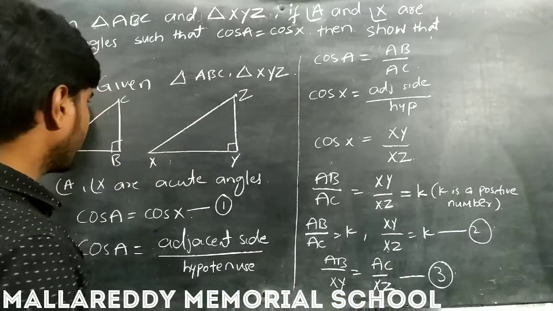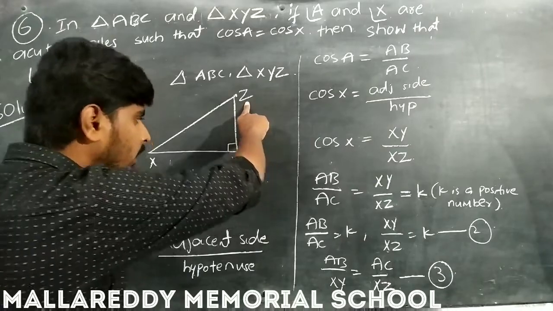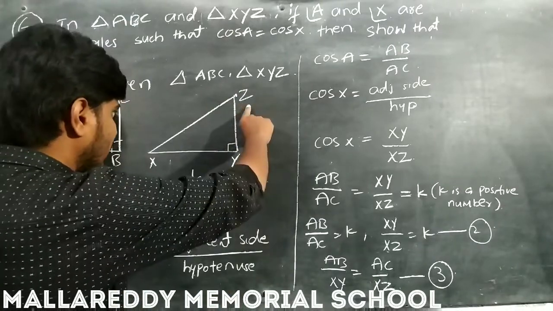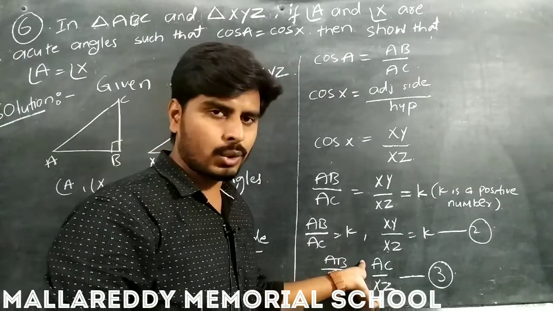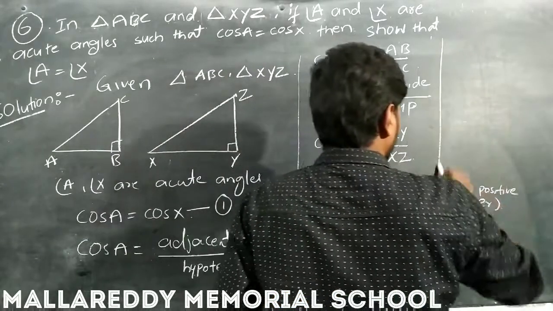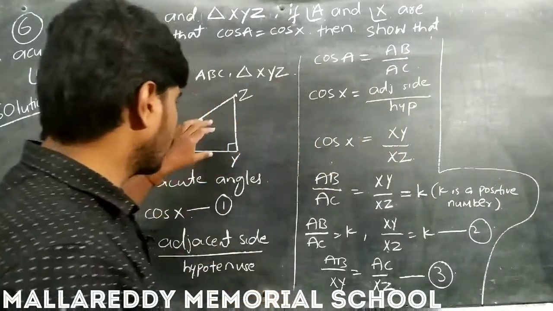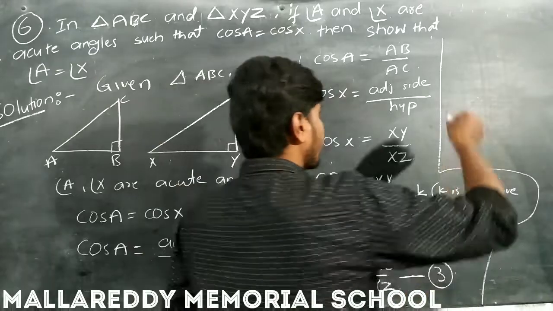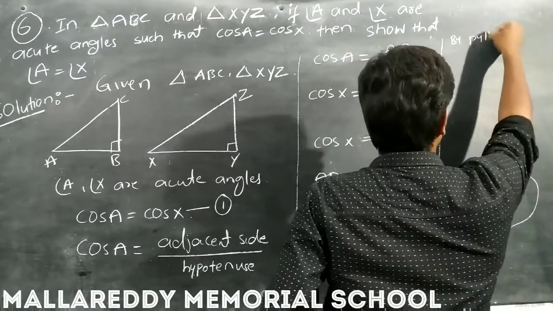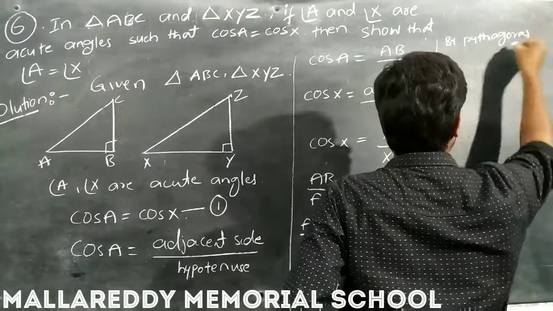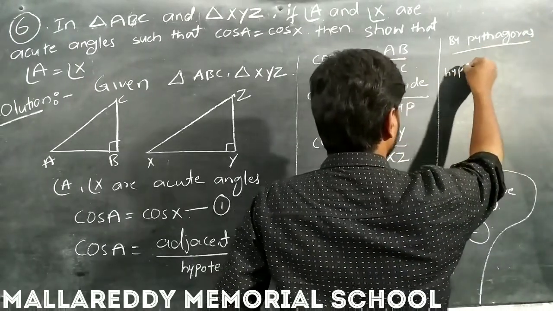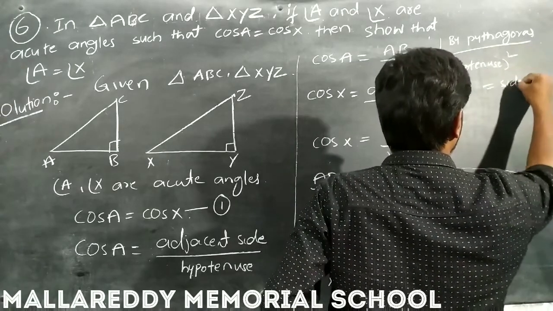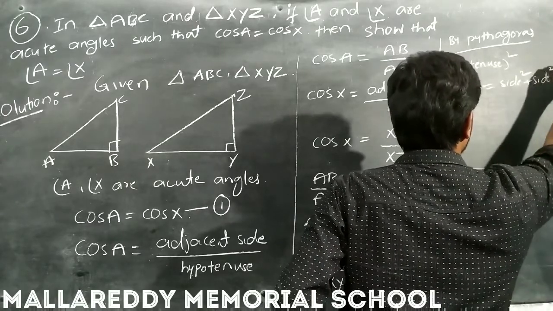So what is the remaining ratio? The BC by YZ ratio remains. We have to prove that the ratio BC by YZ is equal to these ratios. To prove that the corresponding ratios are equal, I am using the Pythagoras theorem. By Pythagoras theorem, hypotenuse square equals side square plus side square.